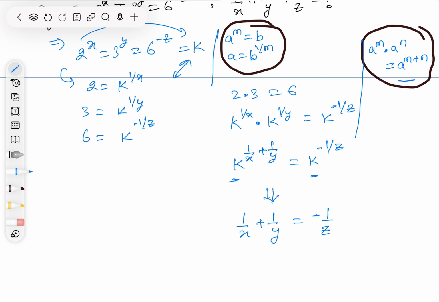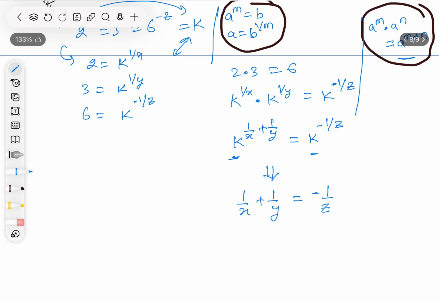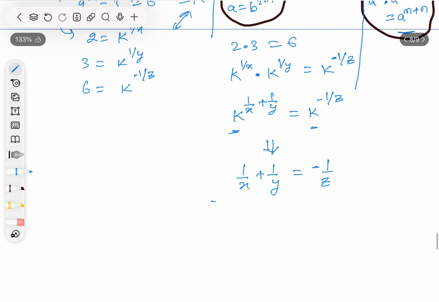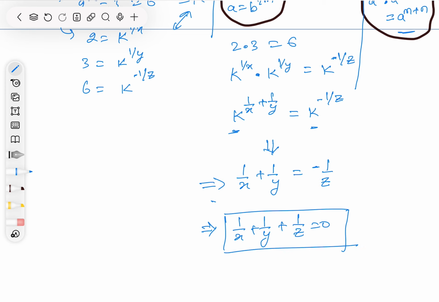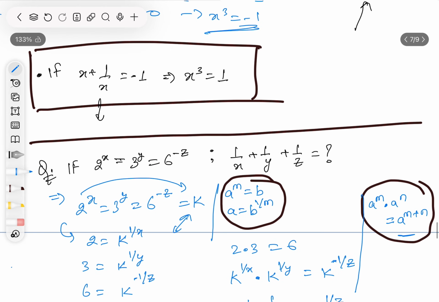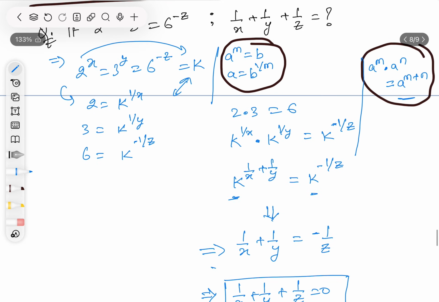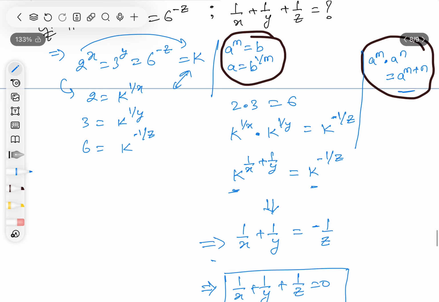If we have to make the left hand side of the equal sign equal to the right hand side, we will have to make the powers also equal. So if that is the case, then we get this. Now we can bring minus 1 by z to the left hand side. So 1 by x plus 1 by y plus 1 by z will be 0. And you have the answer. You needed 1 by x plus 1 by y plus 1 by z, and there you go, you get it as 0.